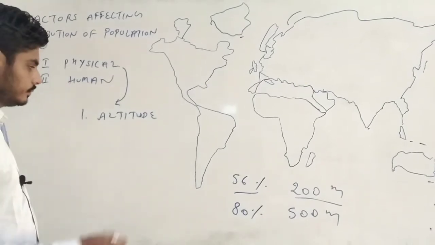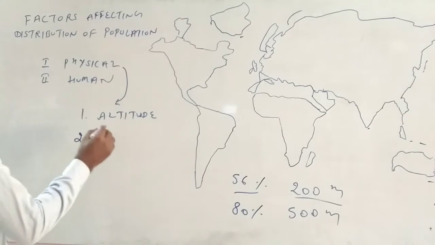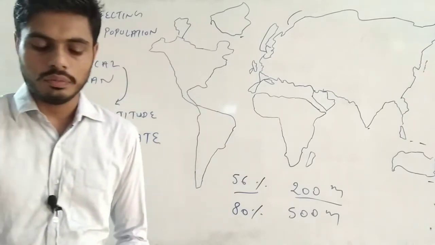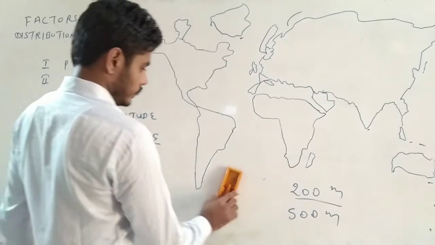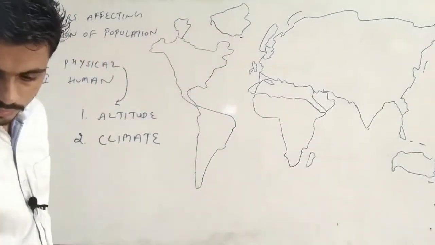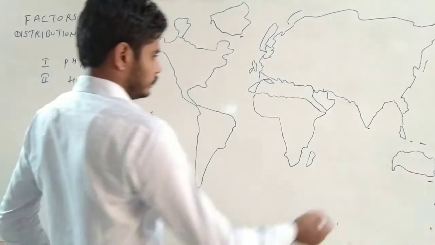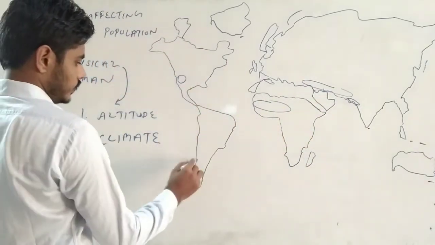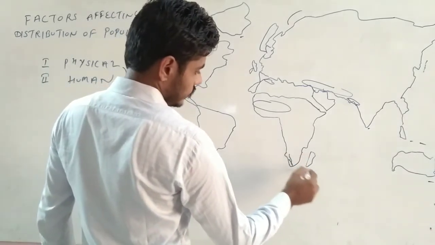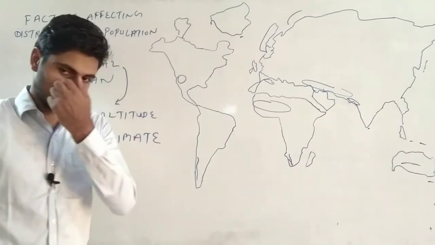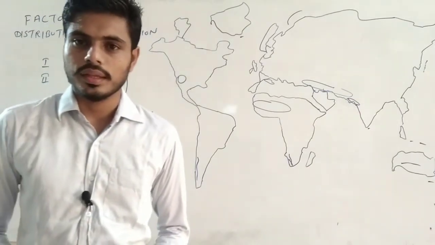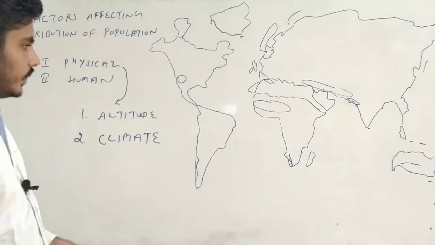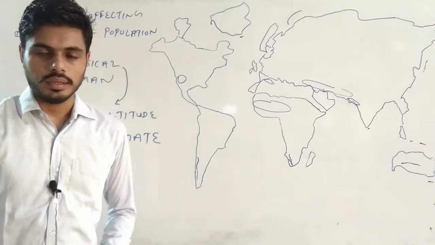Our second factor is climate. Climate is also a strong influence on how humans live. You can see on the map the desert areas here, here, here, and also the western Kalahari and the Australian desert. The desert areas are very harsh: high temperature, little rainfall, so no vegetation and harsh climate. So there is no proper living in the desert area.